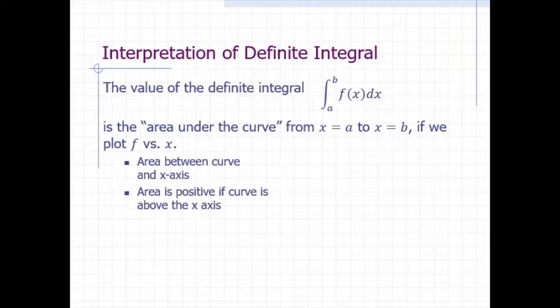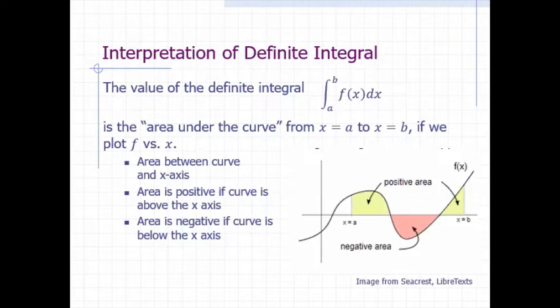The area is positive if the curve is above the x-axis, and the area is negative if the curve is below the x-axis. Consider this plot of function f versus x. Note that for the area shaded in yellow, the curve is above the x-axis. So the definite integral from this x value to this x value is positive. For the area shaded in red, the curve is below the x-axis. So the definite integral from this x value to this x value is negative.